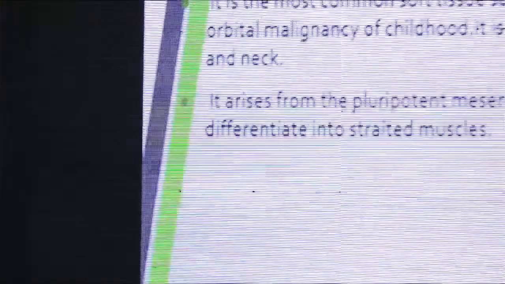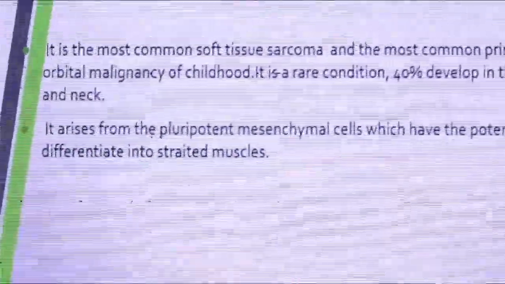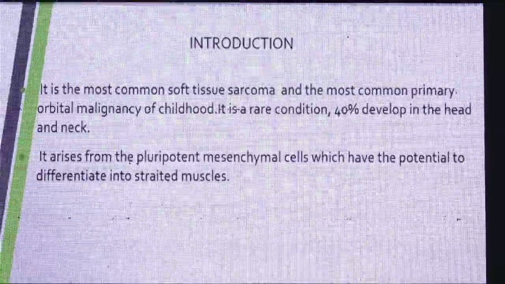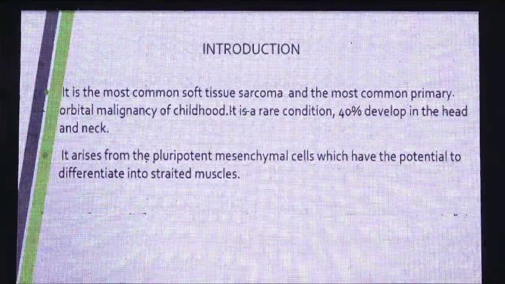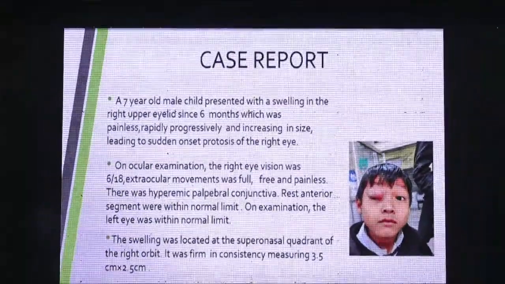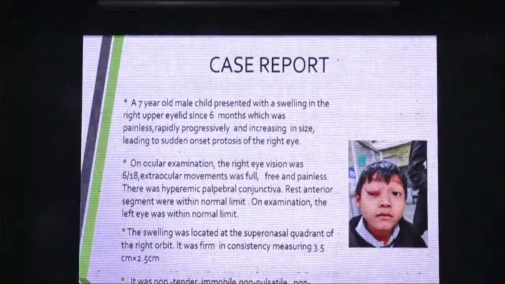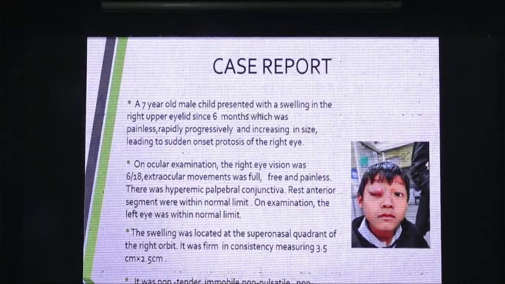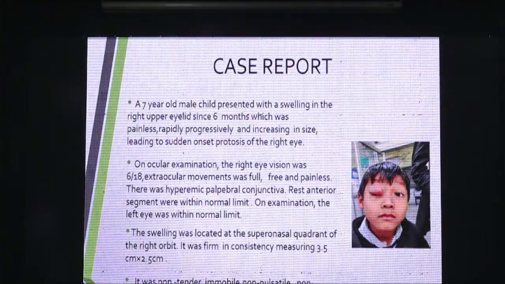It is the most common soft tissue sarcoma and most common primary orbital malignancy of childhood, which is a rare condition, and 40% develops in the head and neck. It arises from the pluripotent mesenchymal cells, which have the potential to differentiate into striated muscles. My case is a 7-year-old male child who presented with a swelling in the right upper eyelid for 6 months, which was painless, rapidly progressive, and increasing in size, leading to sudden onset proptosis of the right eye.